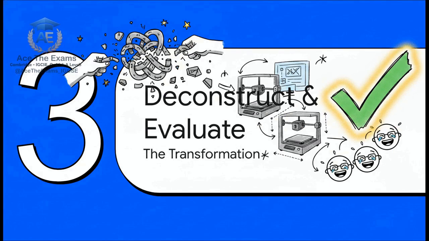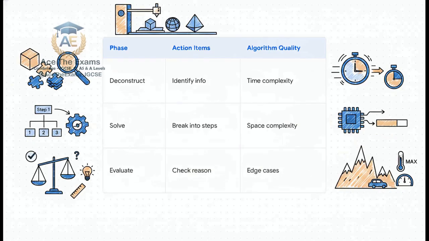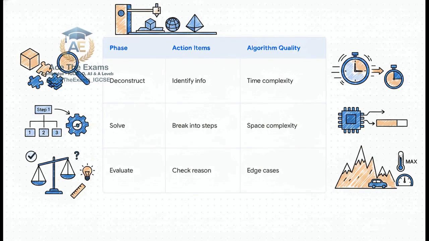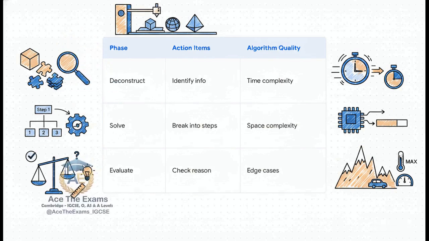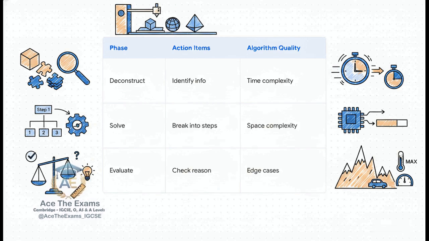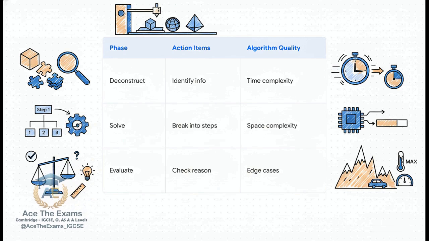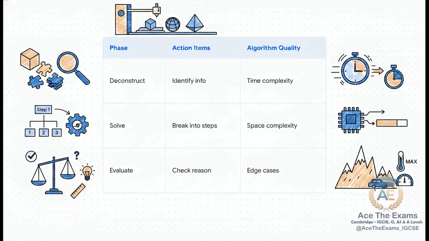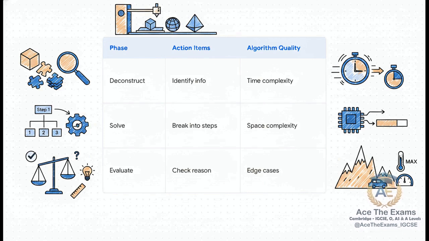Let's transition over to Section 3, Deconstruct, Solve, Evaluate. This is the transformation phase. And this brilliantly illustrates the ultimate problem-solving framework specifically mapped to algorithm evaluations for 3D printer operations. Look at the phase column. We have deconstruct, solve, and evaluate. For our action items, when we deconstruct, we are identifying the given information from the prompt. When we solve, we break the entire problem into logical, bite-sized steps and execute them systematically. When we evaluate, we check for reasonableness and make justified recommendations.